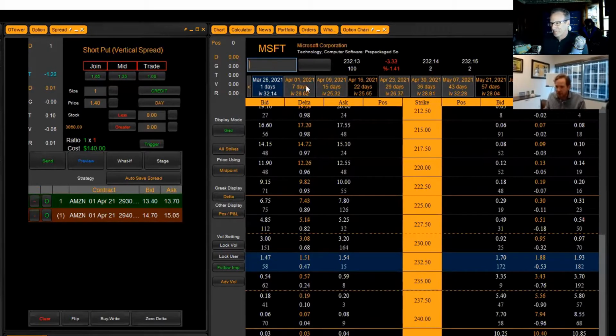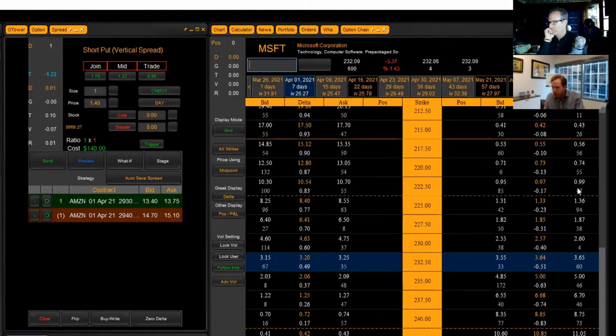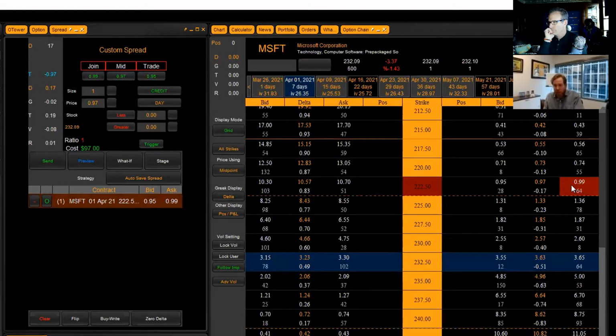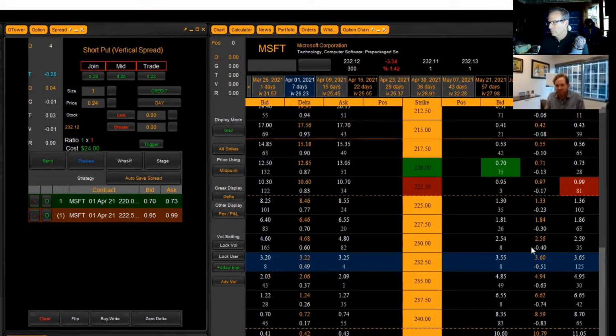So pulling out the April 1st expiration, 7 days away, going again for that 20 delta. Here, not perfect, but we'll sell the 17 delta 222.50 put to buy the 220. So the 2.50 wide spread, and we're going to collect 26 cents, call it 25 cents. All right, so that's number 3.